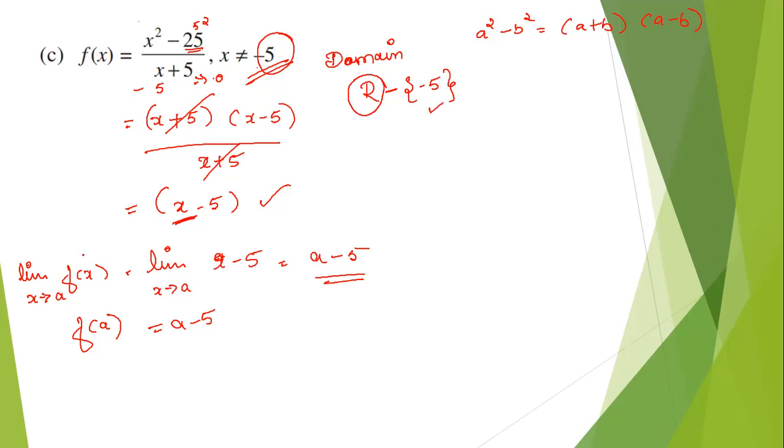Yes. So here we get the function is continuous. F of x is continuous because the limit and the value of the function both are same. So moving on to the next one.